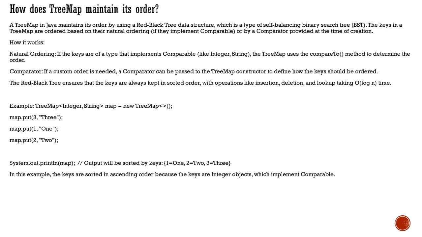But when you are dealing with the Comparator, if a custom order is required or needed, we can pass that into the TreeMap's constructor to define how the keys should be ordered. That's how it will get its own, I would say, custom order, not the natural order, right? So the red black tree will ensure that the keys are always kept in sorted order, and whatever operation you are performing will have the same time complexity, let's say O(log n). So this is an example.